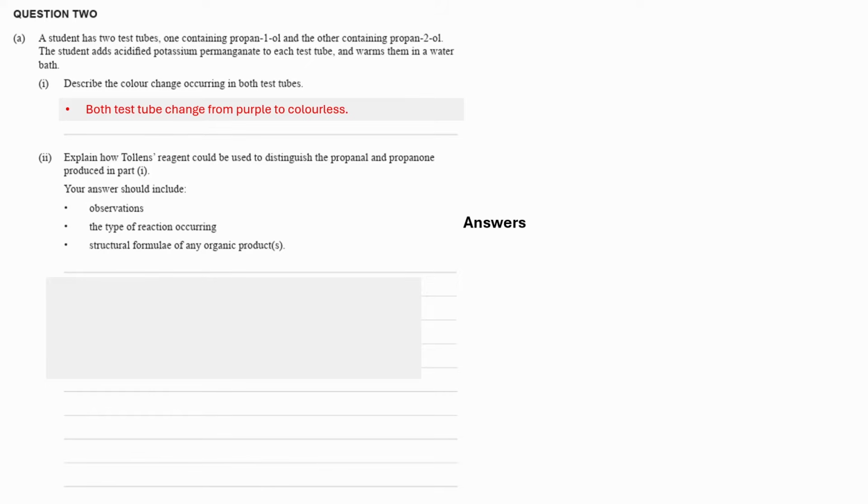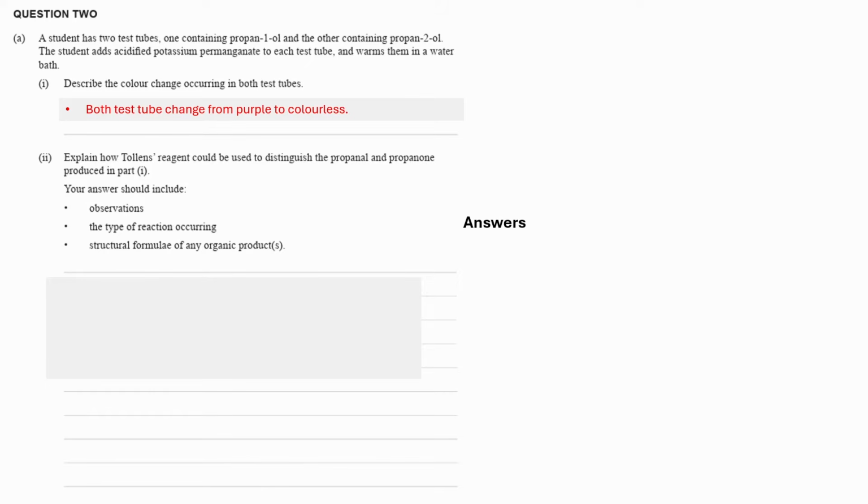So if we know that the first one is going to turn into carboxylic acid and the second one, oh wait, sorry, let me read this again. Tollens reagent we use to distinguish, they're just saying propanal and propanone produced in part 1. So in part 1, they must have carried out a distillation and collected the propanal, right? So they've got propanal, which is an aldehyde. They've got propanone. How do we distinguish between a propanone and propanal?